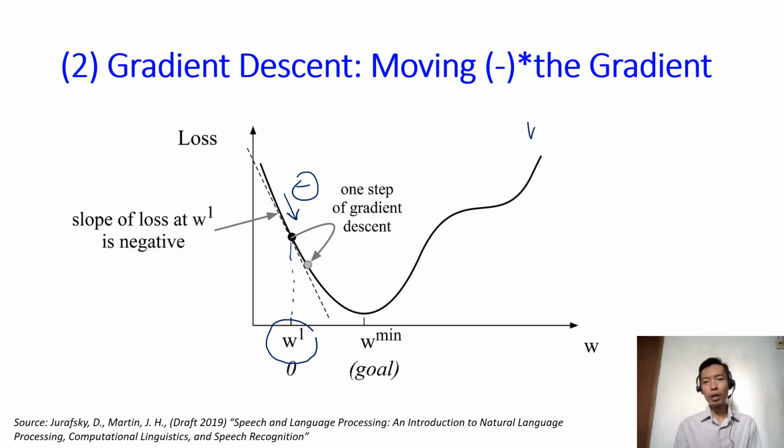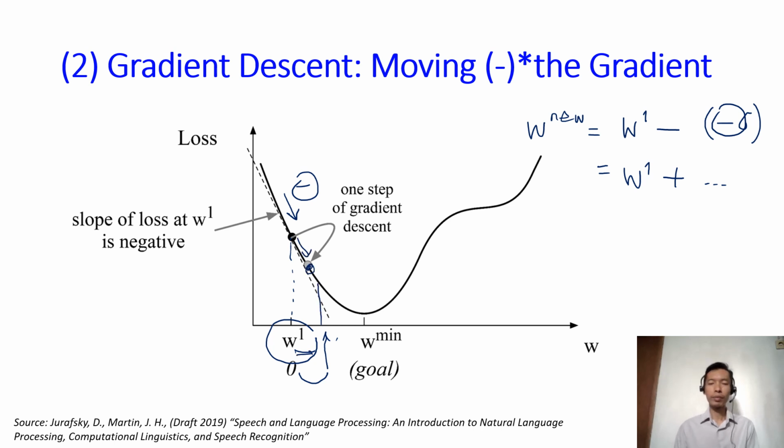So our new W would be the old W that we currently have minus the gradient, but because the gradient itself is negative, it has the negative sign. Finally, our new W will be the old W plus some value of the gradient. In other words, our new W will be somewhere around here, which is increasing from the old W. And then we see that the loss function value goes down.